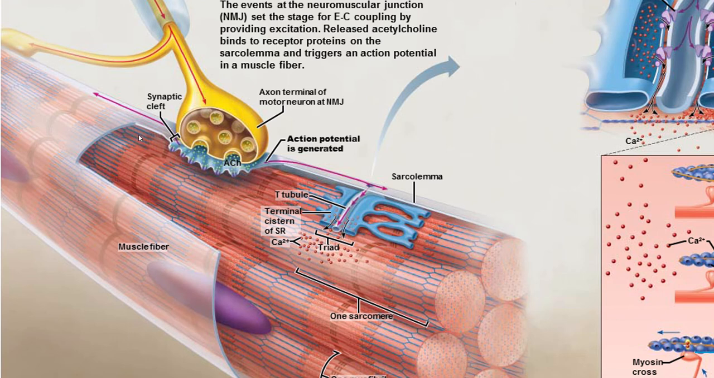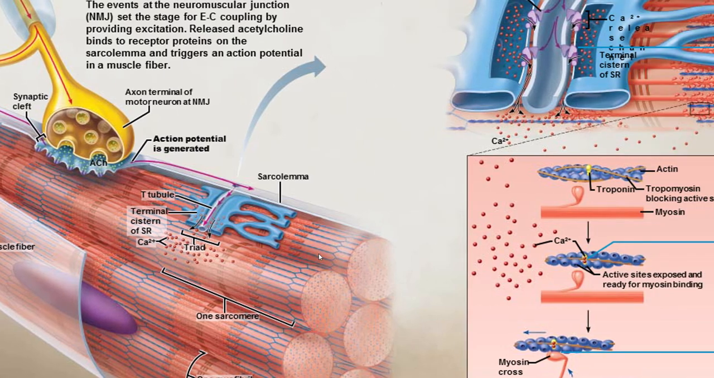So let's go back a step. We had an action potential in our motor neuron that led to the release of a neurotransmitter, which led to the depolarization and the end plate potential at the motor end plate of the muscle fiber. That action potential spreads along the sarcolemma and down the T-tubules.